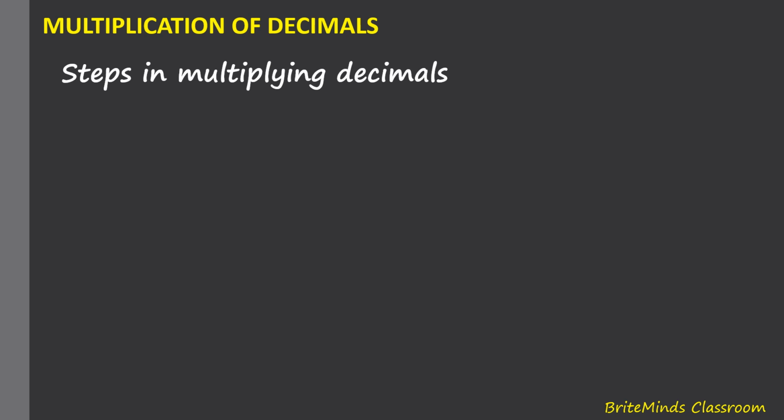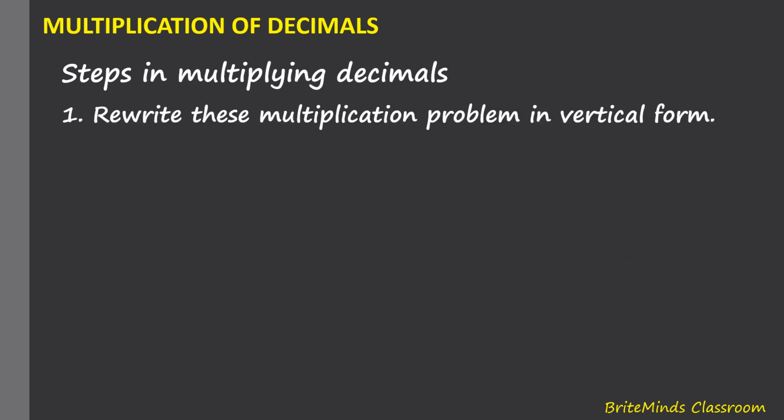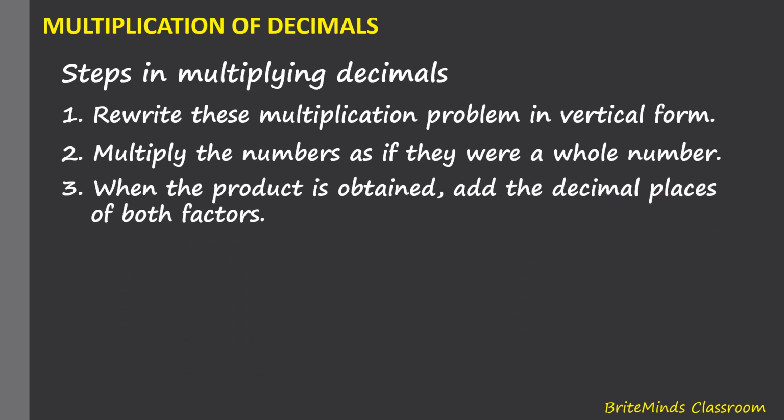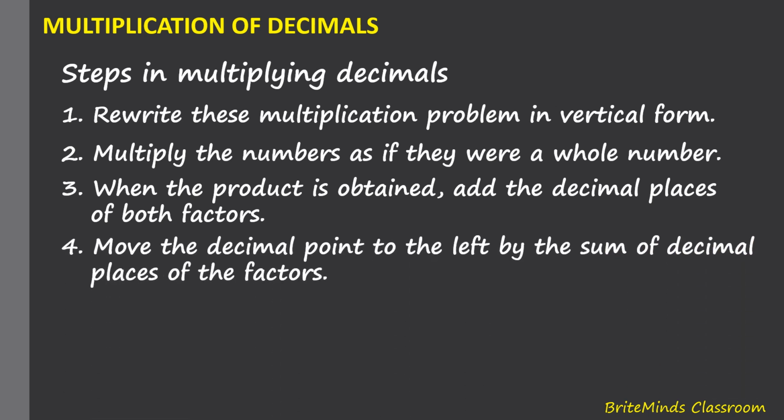Step 1, rewrite this multiplication problem in vertical form. Step 2, multiply the numbers as if they were whole numbers. Step 3, when the product is obtained, add the decimal places of both factors. And the last step, move the decimal point to the left by the sum of decimal places of the factors.